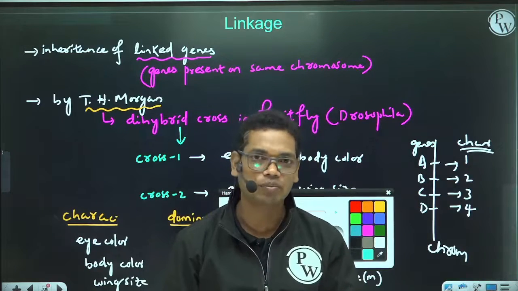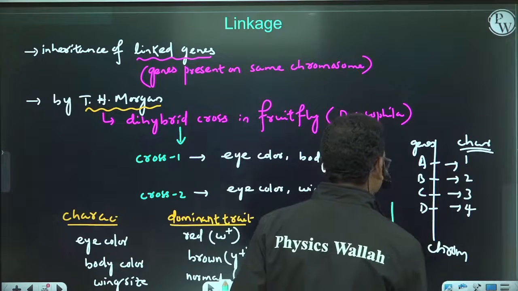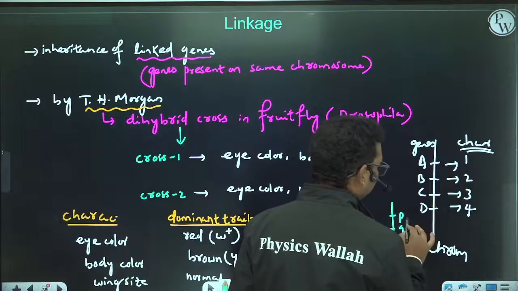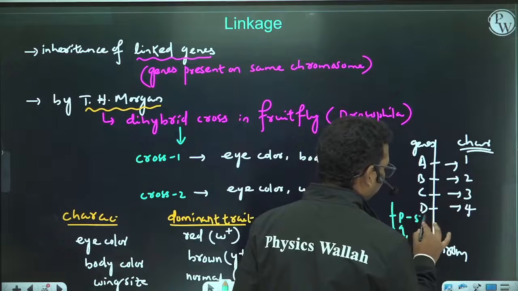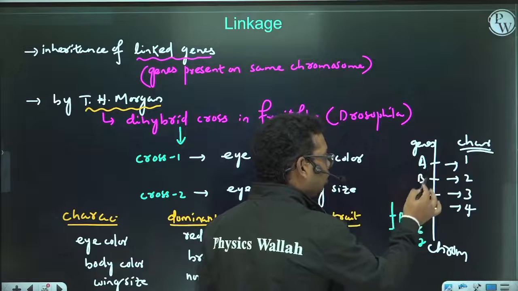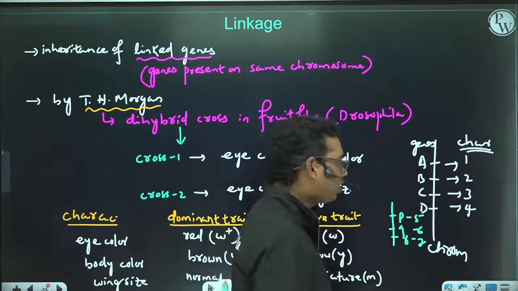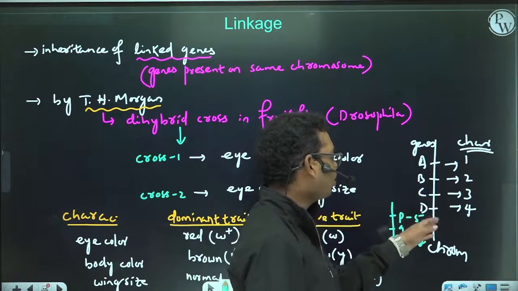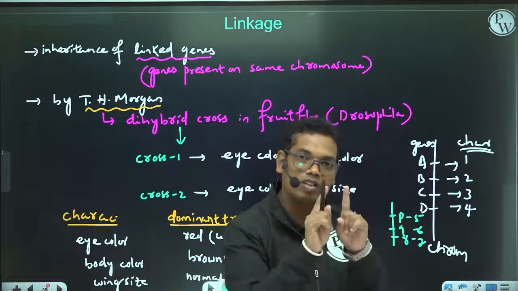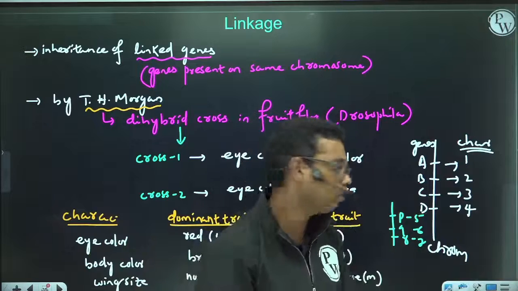Suppose I take another chromosome here, with some genes like P, Q, R, and the characters controlled by them are 5, 6, 7. So in this case, gene A and P are unlinked. Gene B and P are unlinked. Genes P and Q, B and Q are unlinked. And characters 1 and 5, 1 and 6, or 3 and 4, 3 and 6 are unlinked characters. Genes present on the same chromosome are linked genes. Genes present on different chromosomes are unlinked genes. Clear?